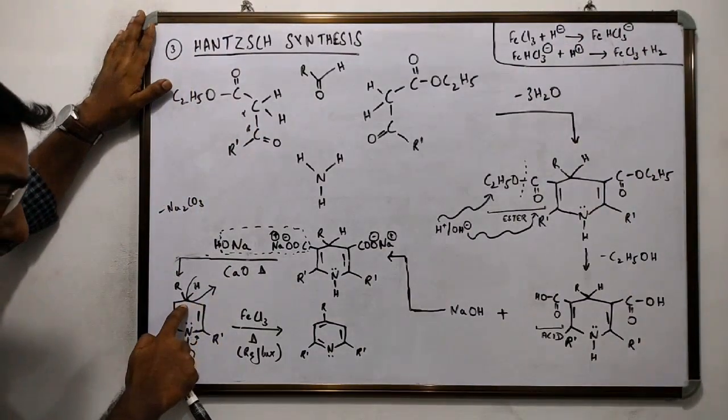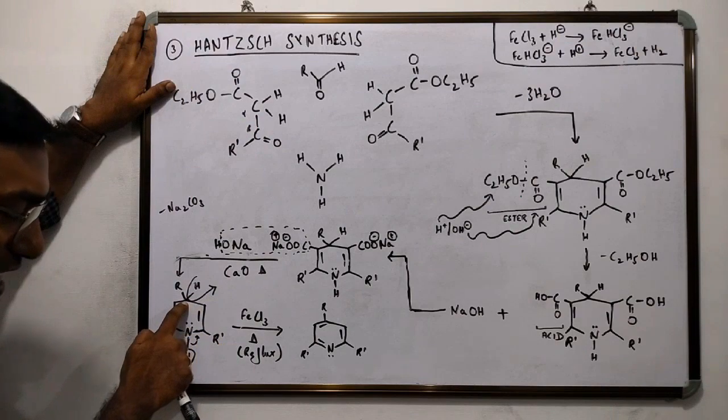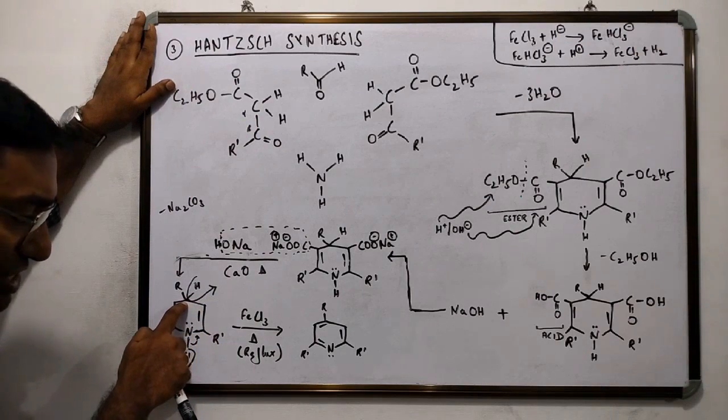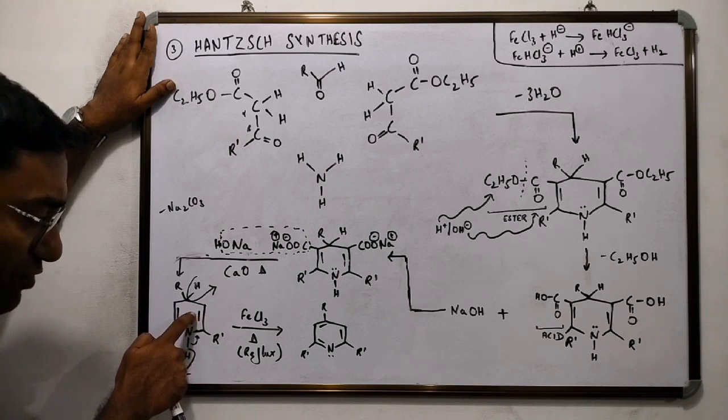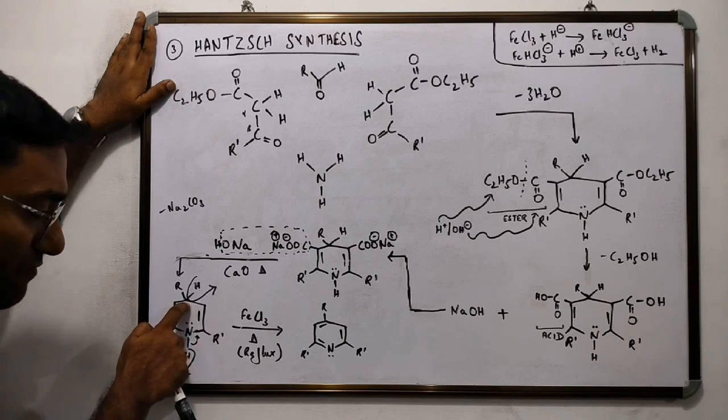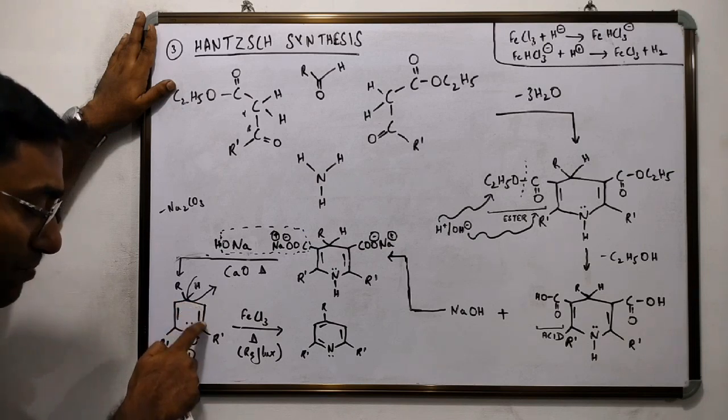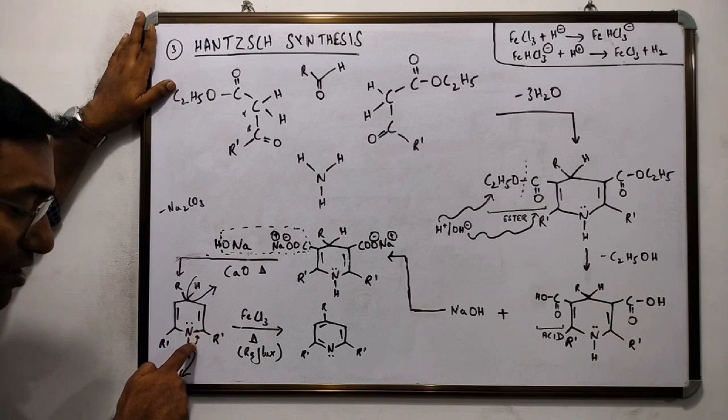Now when this happens, this carbon gets a positive charge. The positively charged carbon now attracts an electron pair from the adjacent position, and therefore this bond comes here. When that happens, this carbon is at a loss, therefore this carbon becomes positive. This positively charged carbon now attracts an electron pair from the adjacent position.